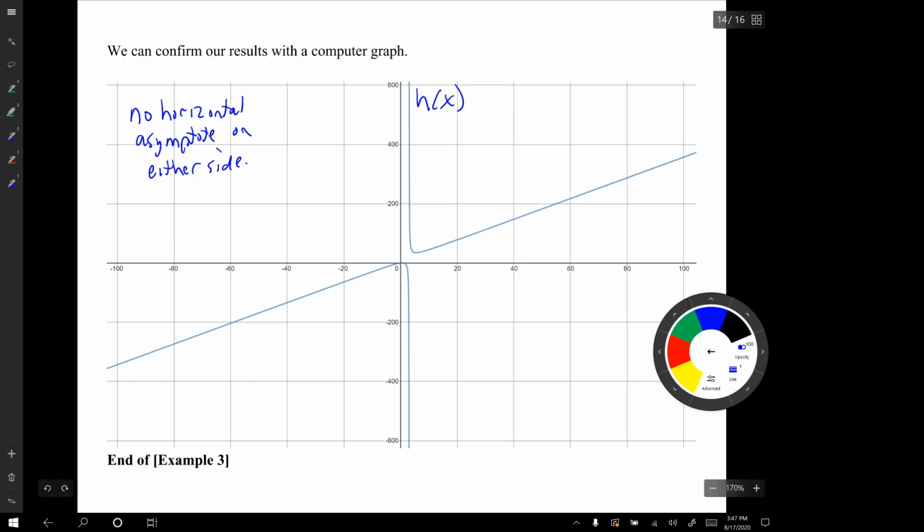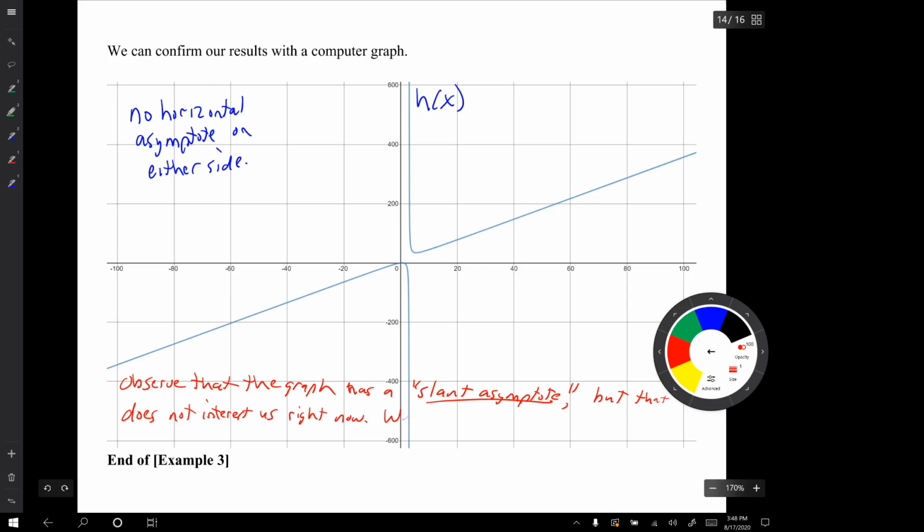Now, those of you who have encountered slant asymptotes before will recognize that there is a slant asymptote, but we aren't concerned with slant asymptotes in this part of the course. We are just interested in the relationship between horizontal asymptotes and limits as x goes to infinity and limits as x goes to negative infinity. So the fact that this graph has a slant asymptote does not interest us. That's the end of example 3.